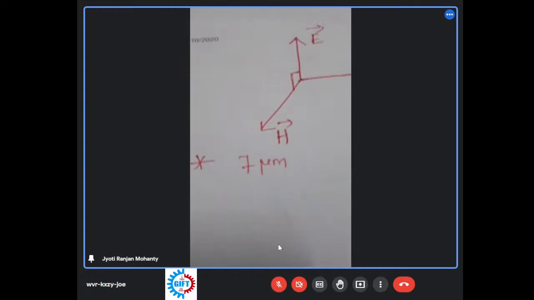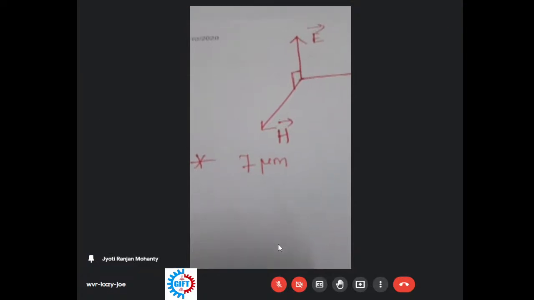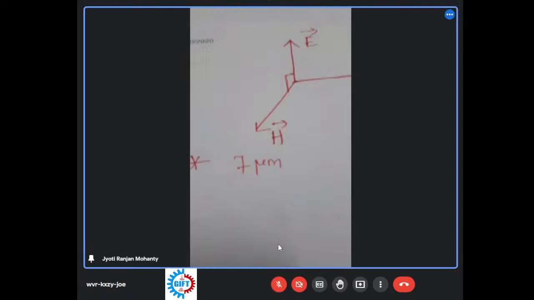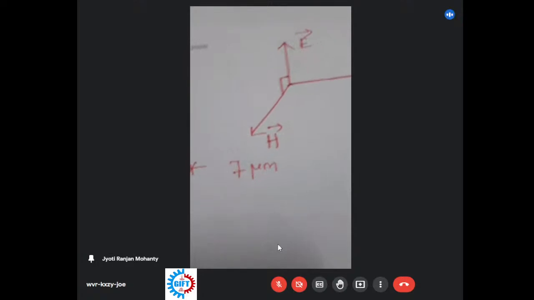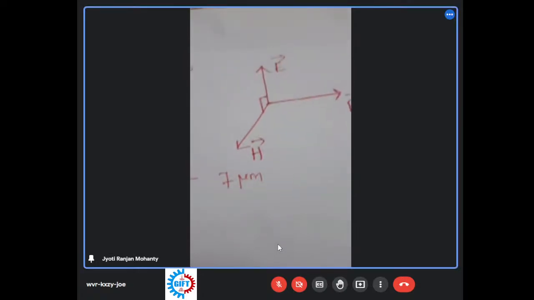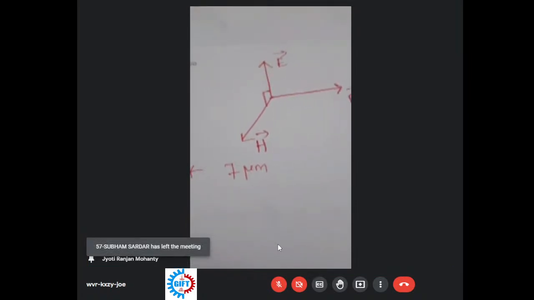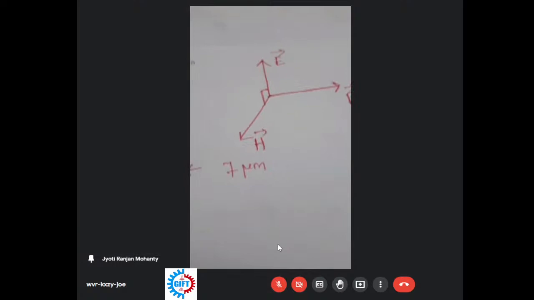A laser beam of 60-watt source is incident on a circular object of radius 7 micrometer. Find the magnitude of the Poynting vector. Okay, so how do we have to do it? Tell me. The magnitude of the Poynting vector is power upon area. Power is given as 60 watt.